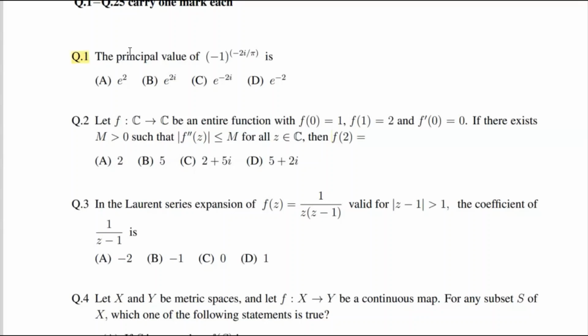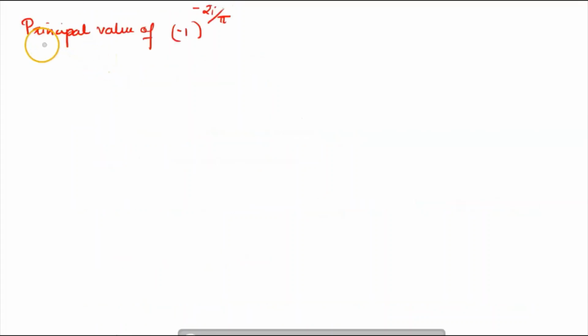First question: the principal value of (-1)^(-2i/π) is option A, e², option B, e^(2i), option C, e^(-2i), option D, e^(-2). Let's check the answer. We need to find the principal value of (-1)^(-2i/π).